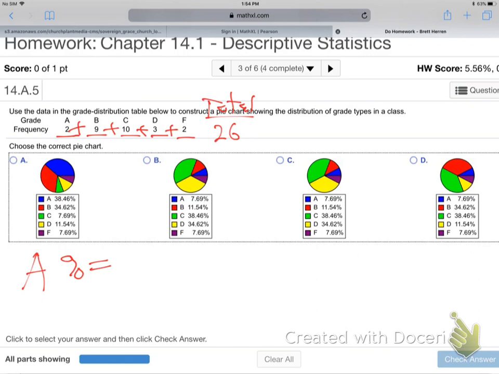All right, so what percentage got A? You just put 2 over 26, because 2 people got A's out of 26 people in the class. And then just hit the buttons on your calculator. Just go 2 divided by 26. I'm getting 0.0769. And how do you change that decimal to a percentage? Just move 2 places, so 7.69%. So which one of those charts has A at 7.69%?